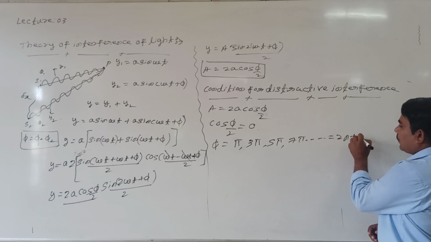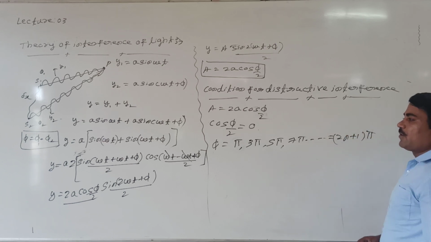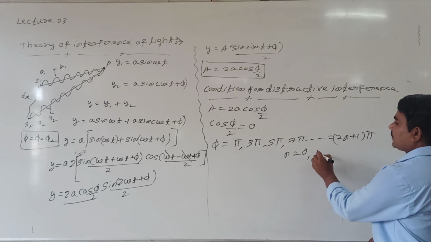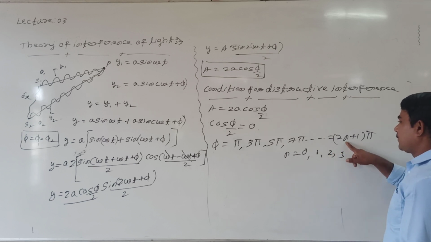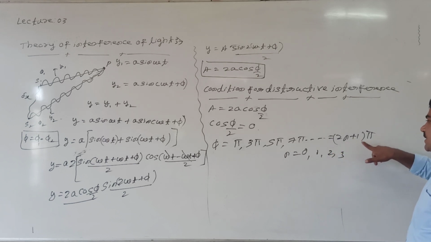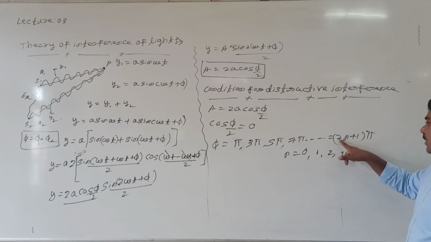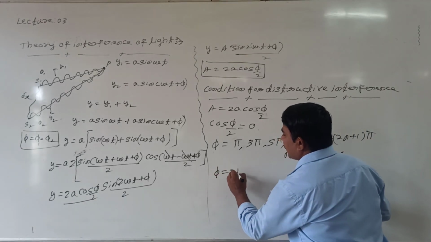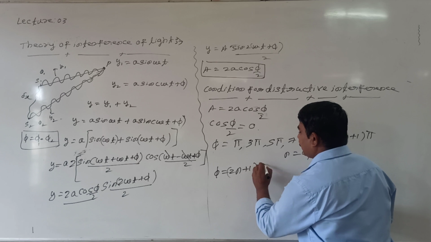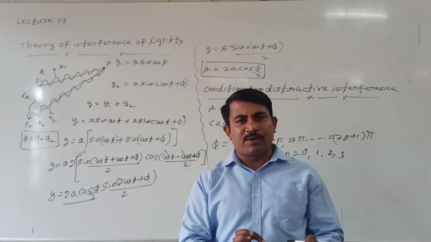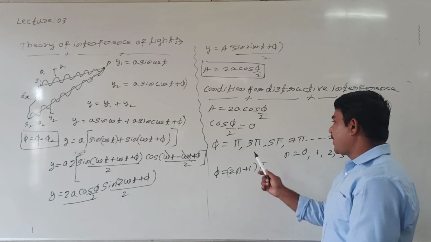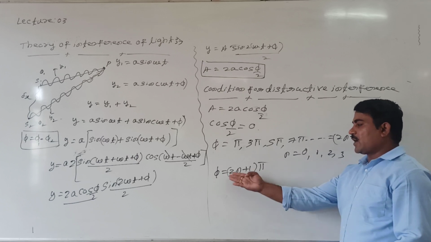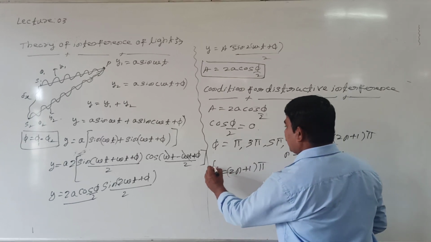Then up to what value does it go? Up to 2n plus 1 into phi, because n is equal to 0, 1, 2, 3. Put n equal to 0, then this becomes phi. Put n equal to 1, 3 phi. Put n equal to 2, 5 phi. Put n equal to 3, 7 phi, like this. Then what is the phase difference for this? Phase difference is equal to 2n plus 1 into phi. I mean, to get 0 amplitude, the two waves have a phase difference of phi, 3 phi, 5 phi, 7 phi, 9 phi, 11 phi, like this, up to 2n plus 1 into phi. This is the phase difference.